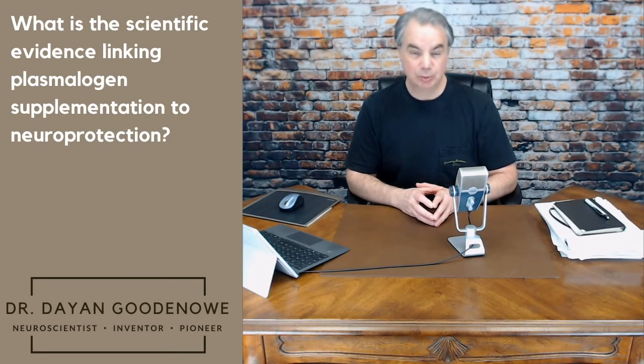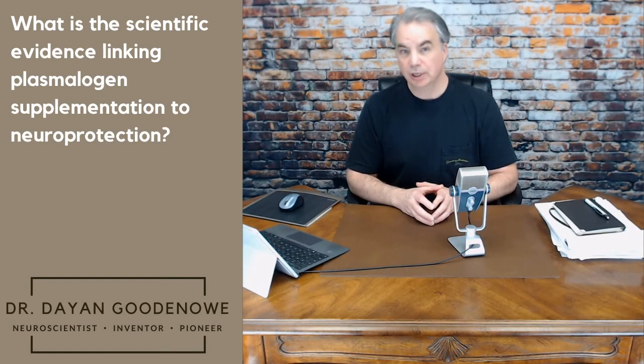So very similar to the cuprizone model for white matter, in the MPTP model for Parkinson's, if we treat animals with plasmalogen precursors in advance to create this plasmalogen reserve, and then subject the animals to this neurotoxin called MPTP, the plasmalogen reserve completely protects those animals from getting neurodegeneration, and it prevents those animals from getting Parkinson's. So it's very clear that plasmalogen reserve is neuroprotective in two separate independent models of neurodegeneration.